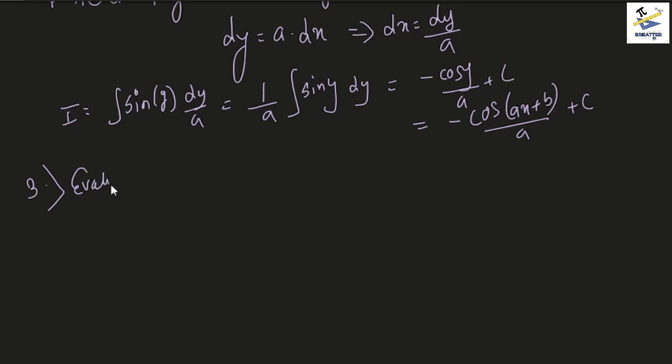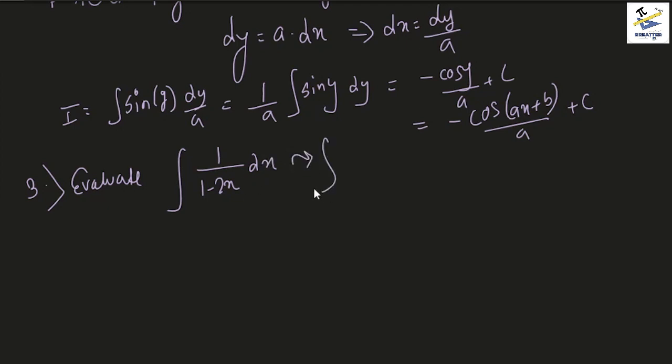Evaluate the integral of 1 by 1 minus 2x dx. Now what does this resemble? Firstly, the simplest way we can evaluate an integral, or to find out what to substitute, is to find the closest integral which it resembles.